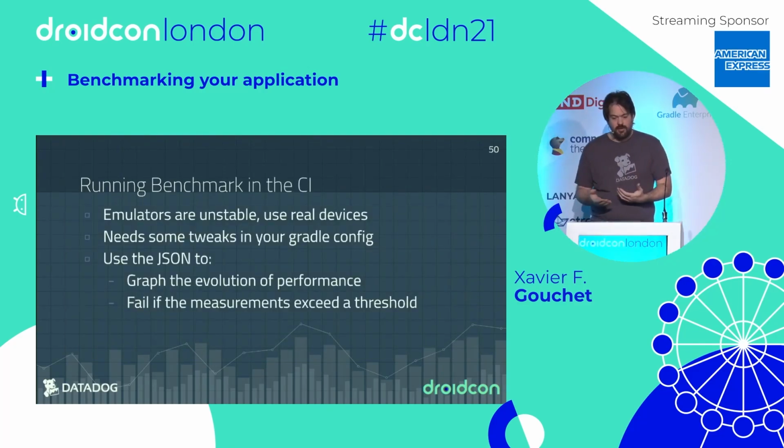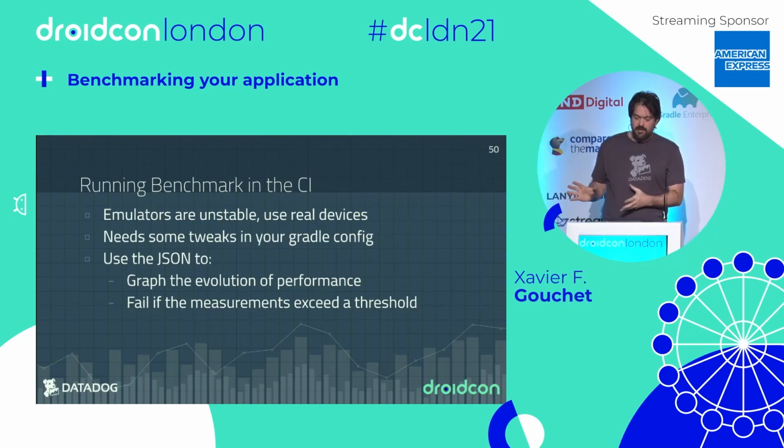And the good thing is that, of course, you can run it in CI, even though emulators are unstable, so if you can just use real devices, we have lots of ways to have a device farm in the CI nowadays. And it might need some tweaks in the Gradle config, but I have some links for a blog post to explain how to do that in the CI as well.